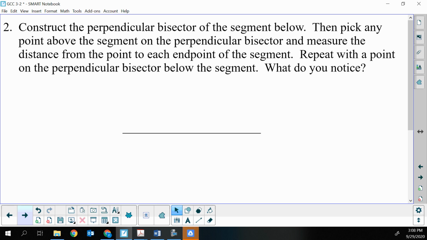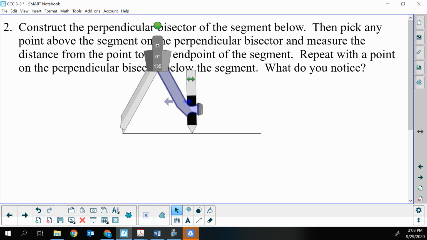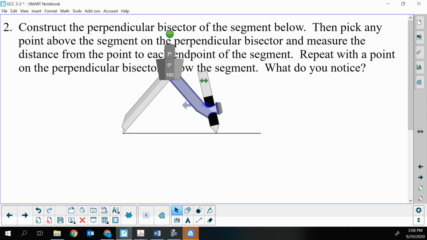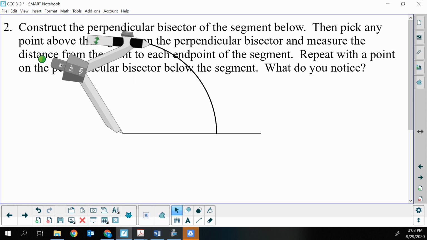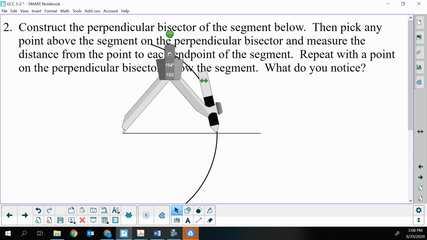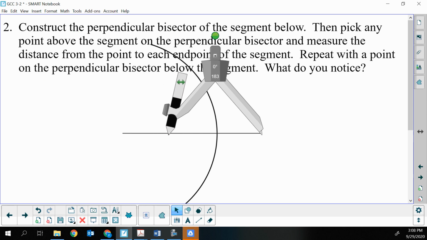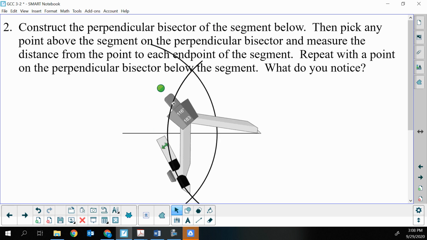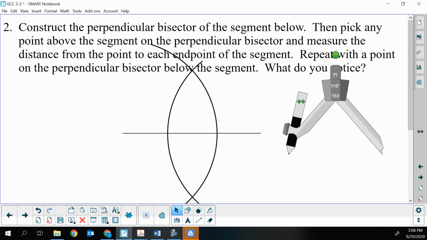So we have a segment here, and we're going to construct the perpendicular bisector. So with a perpendicular bisector, put your point on one end. And I should say you'll need your compass for this, if you need to pause it and go find it. Open your compass more than halfway, swoop it up and swoop it down, and then we'll reverse where your point was, put your point on the other end point, swoop it up, swoop it down, and then connect those intersections with a line segment.